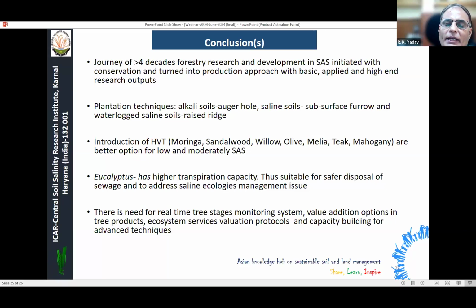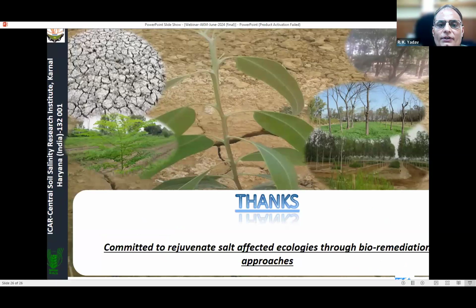And finally, we have felt the need that there should be an integration of the real-time tree stress monitoring system and value addition options, then some valuation protocols for the ecosystem services, and some capacity building operations with advanced techniques. So this is very pertinent, particularly for the forestry operations in the salt-affected soils.